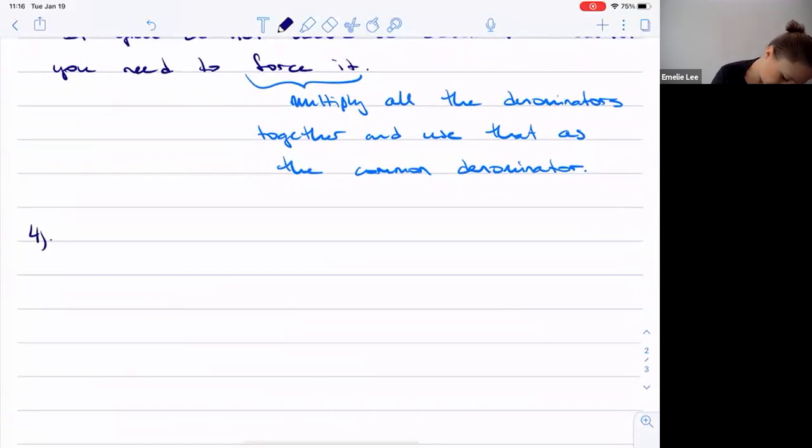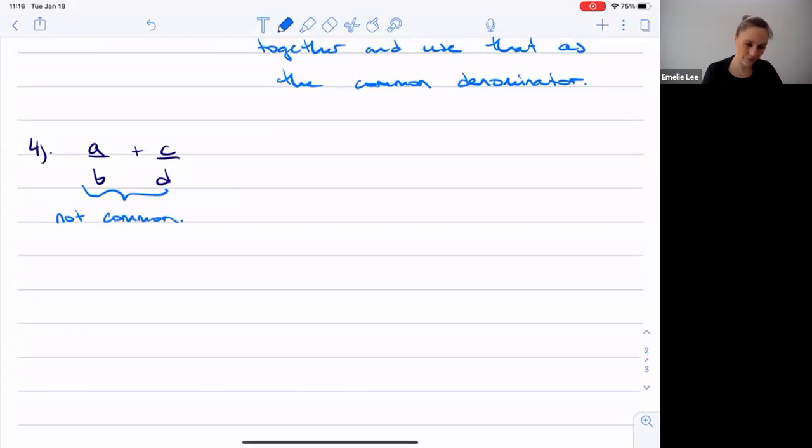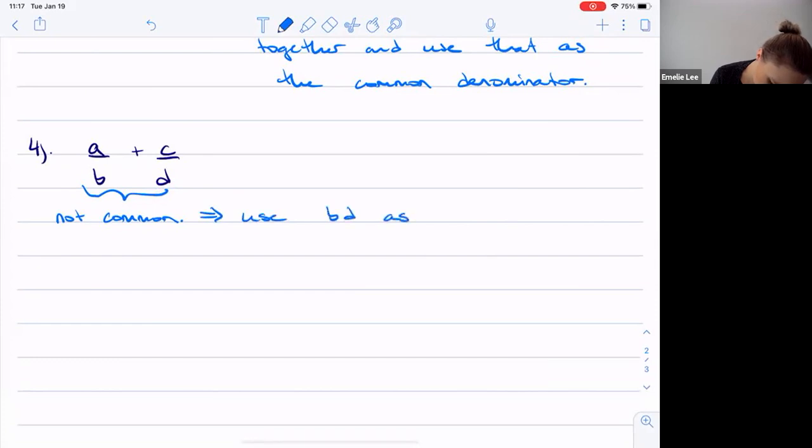So property 4 says if you have a over b plus c over d, right here, not common. Okay. So what I'm going to do is I'm going to use b times d as the common denominator. Use b times d as the common denominator.